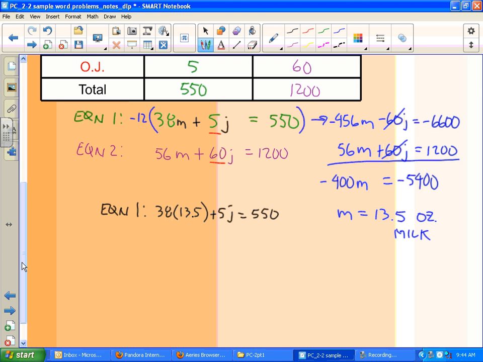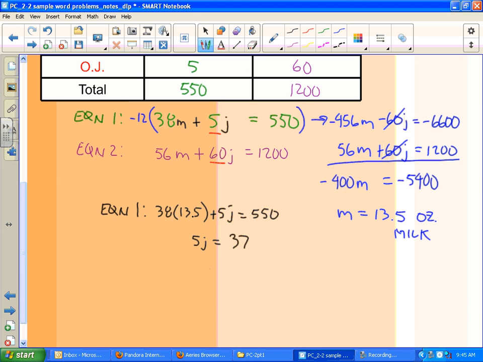All right, then we're going to get 5j equals, somebody's going to knock out 38 times 13 and a half, and then subtract that from 550. 513. Thank you. 37? You mean that's what j is? No, so 38 times 13.5 is 513, and then 550 minus 513 is 37. Okay, so I get 37, thank you very much.